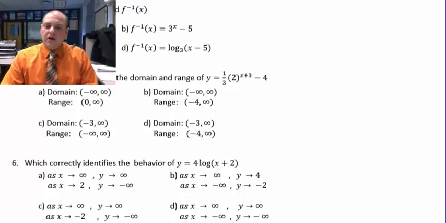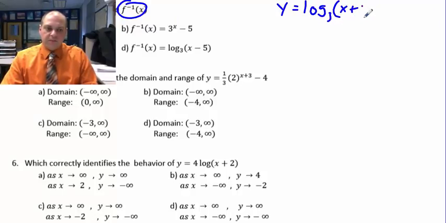This guy here, remember what this means. This means inverse. They didn't say inverse, but you need to know that that means inverse. So I have y equals log base 3 of x plus 5. That's a 3. My inverse, I'll switch colors, will be x equals log base 3 of y plus 5.